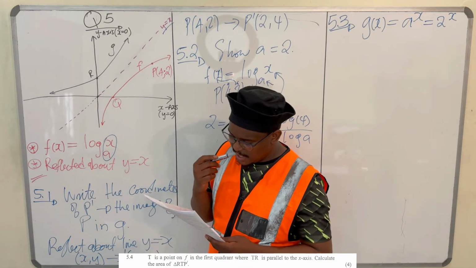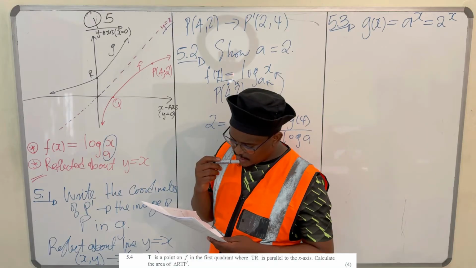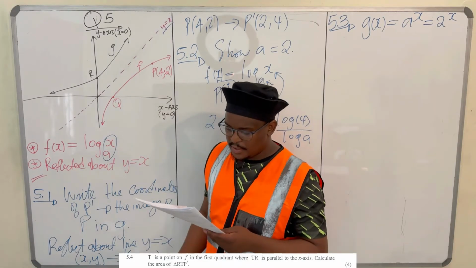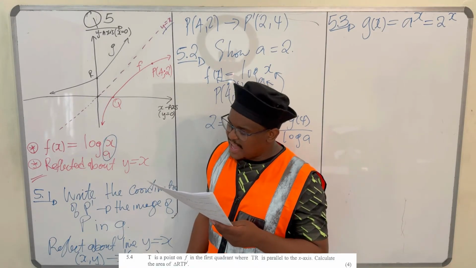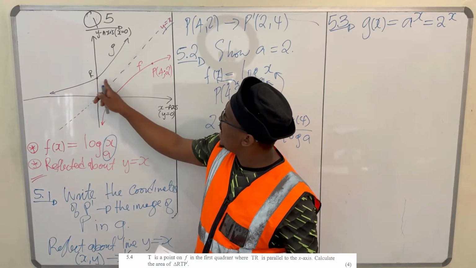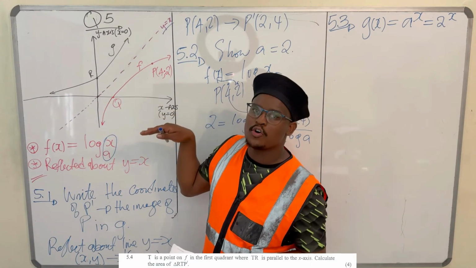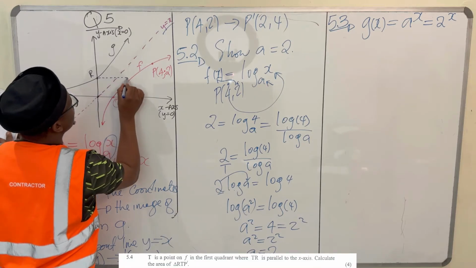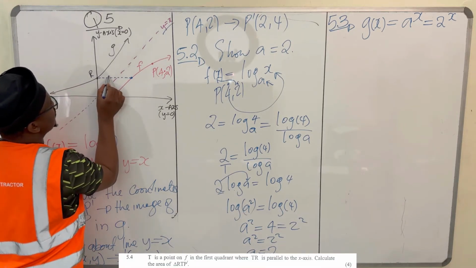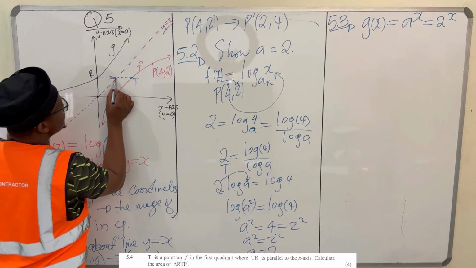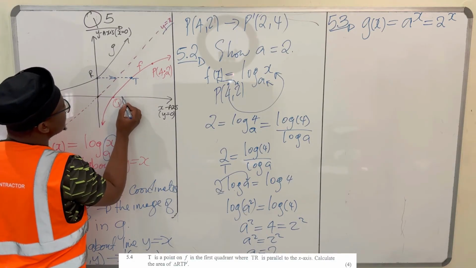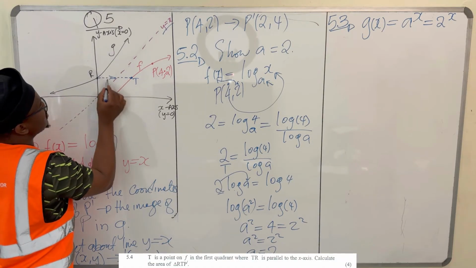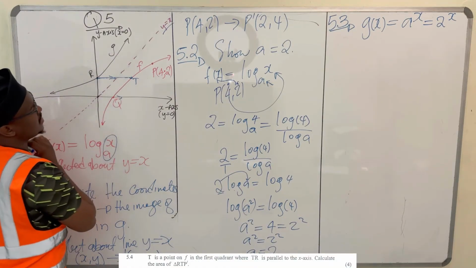And then they went on to say, T is a point on f in the first quadrant. So T should be here in the first quadrant, on f. It lies on f. Fine. Where TR is parallel to the x-axis. So when you join T and R, they are joined by a horizontal line. Let's say T is here. Because TR is parallel to the x-axis, this is R, this is T. So this blue line is TR here.